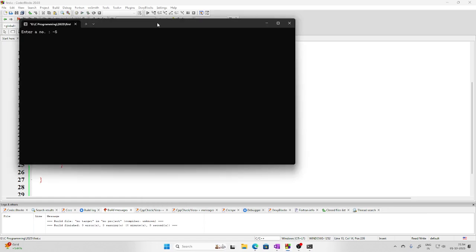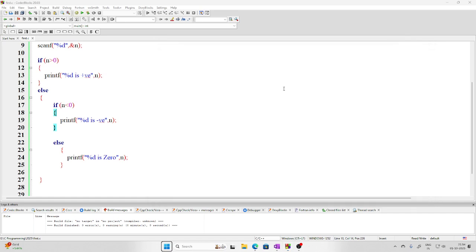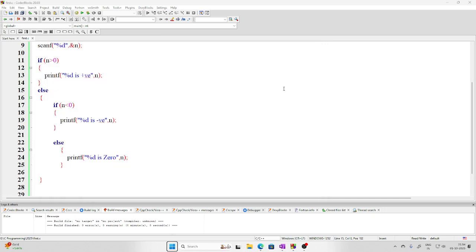What type of number is this? Positive, negative or 0? It is a negative number, so minus 5 is negative. So let us take 0. What is 0? 0 is 0. So in this way you can work.